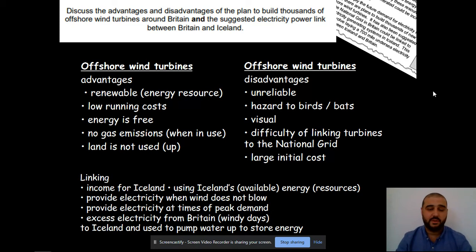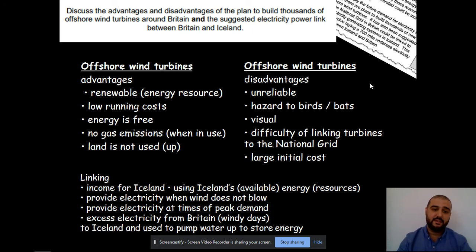Now, I'm not going to go through these again because we discussed them, obviously, in the previous slides. But the points that I would like to talk about are just here: linking. Now, this will get you the higher level marks in the question. You see, because it says here, discuss the advantages and disadvantages. That's straightforward enough. And the suggested electricity power link between Britain and Iceland. So, really, it's asking you, I suppose, to think further and be able to apply your knowledge to the particular context itself.